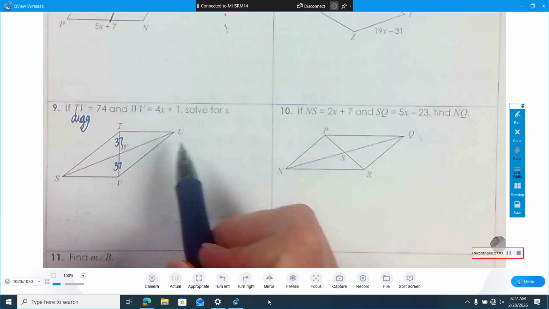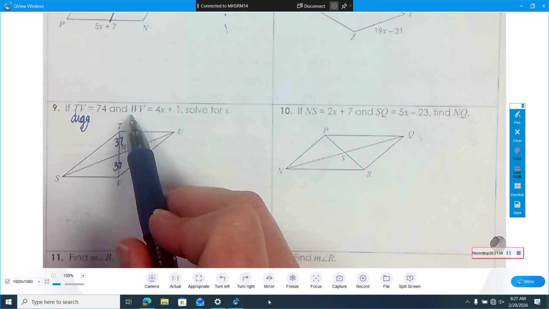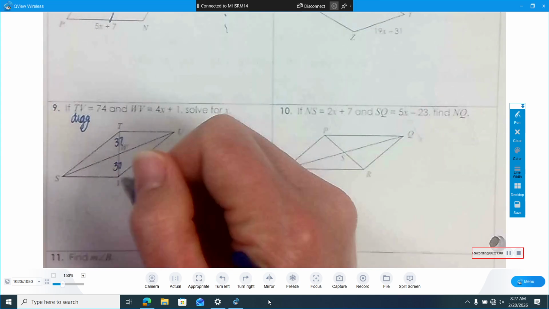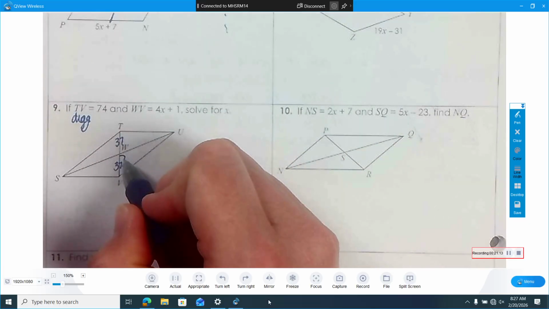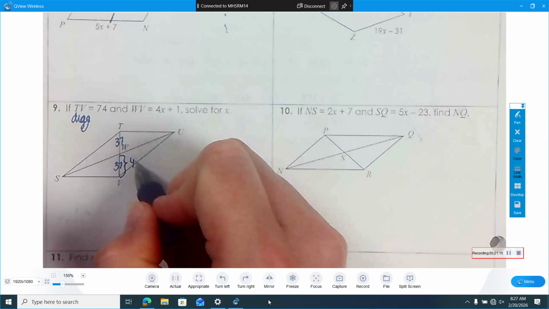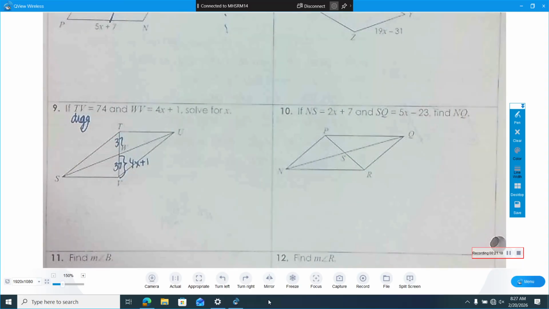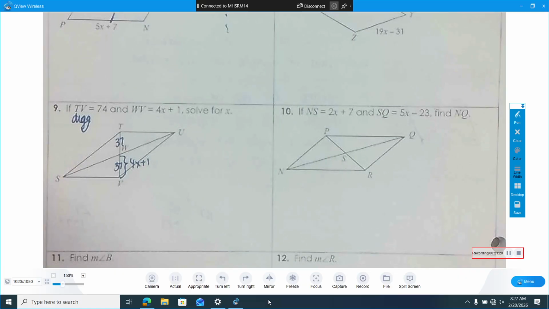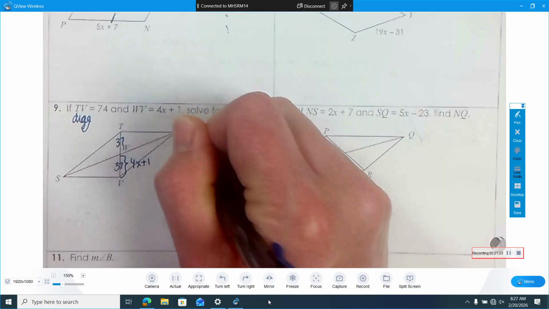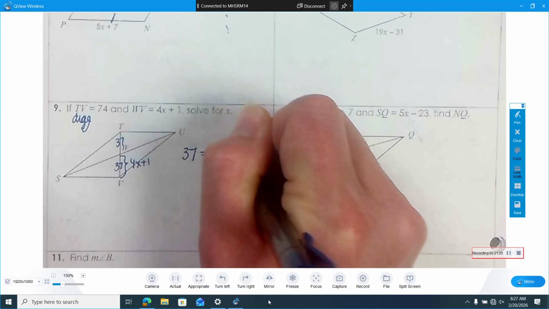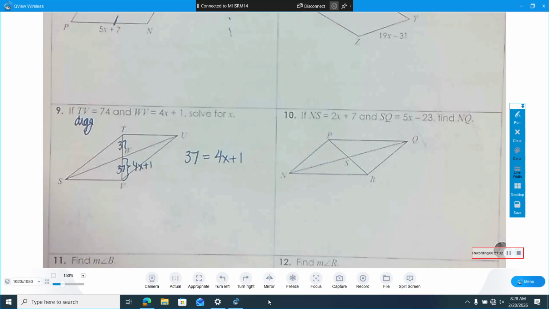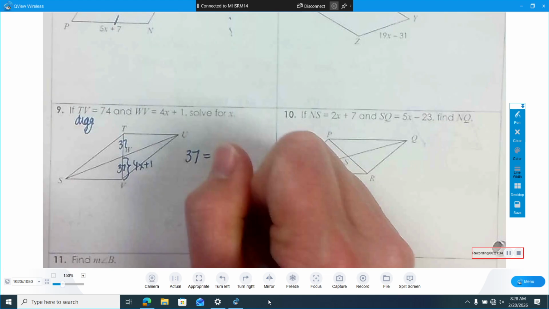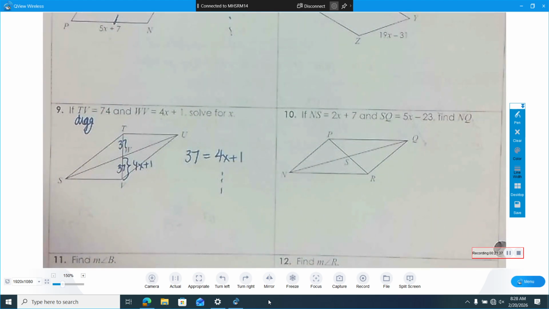Okay, let's see. And then WV. Oh, that's just a piece of it. So WV also has another name, 4x plus 1. Solve for x. So what can we do? What equation can we write? Yeah, 37 equals 4x plus 1. It has two names. All right, and we can solve for x, right? We don't need to do that? All right.